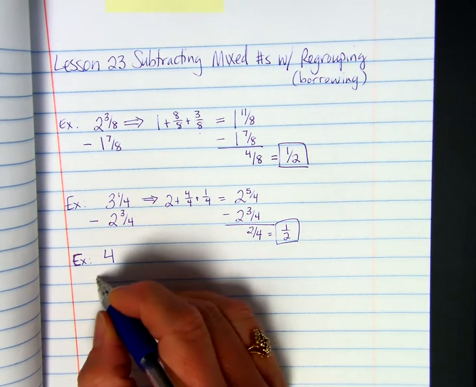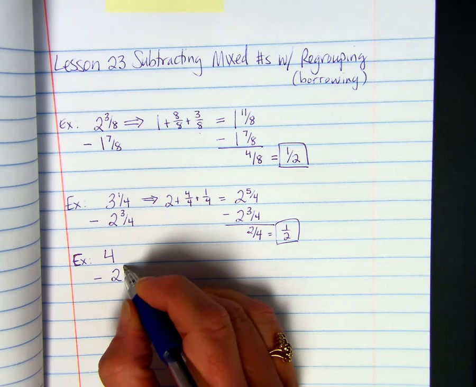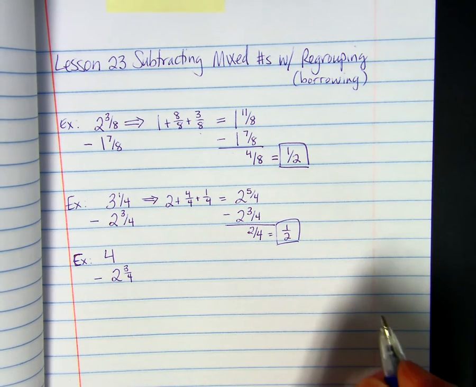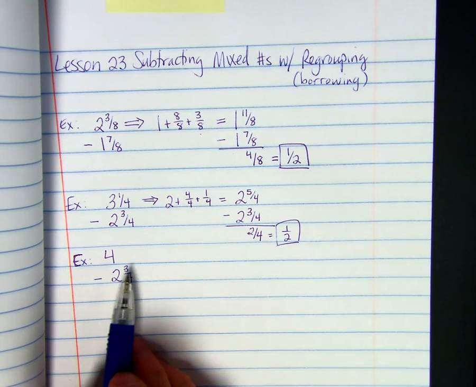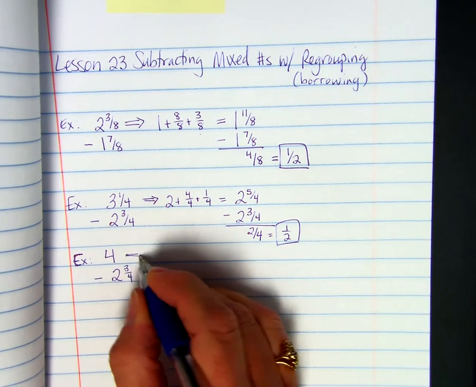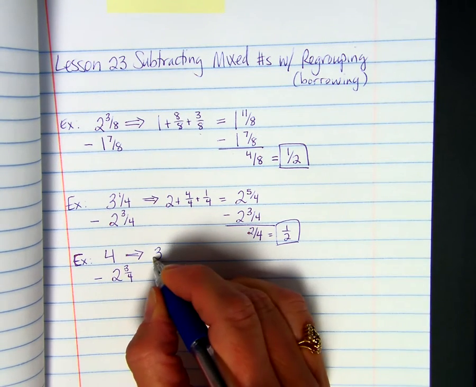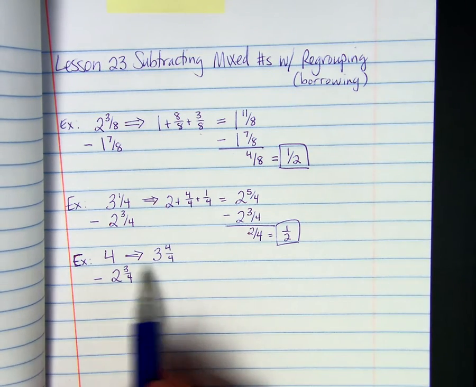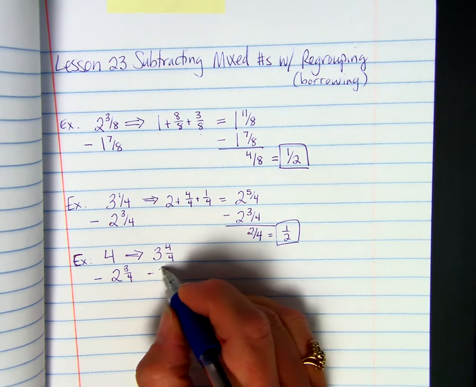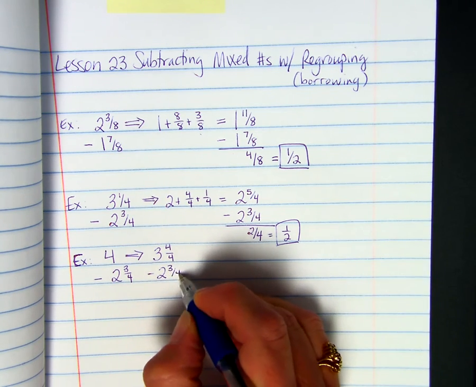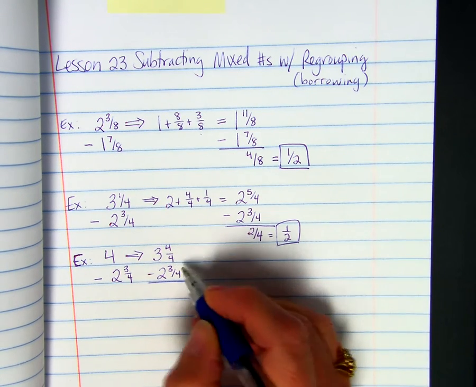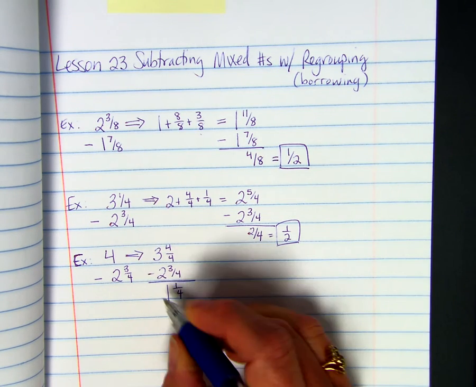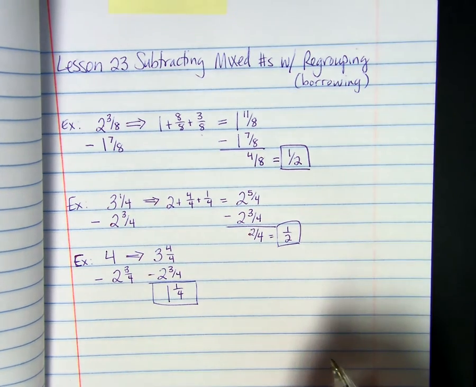So 4 minus 2 3/4. Now the 4 doesn't have a fraction with it, but that's okay, because we can rewrite it as 3 4/4. That's the same thing as 4. Then when we subtract 2 3/4, 4/4 minus 3/4 is 1/4, and 3 minus 2 is 1, so it's 1 1/4.